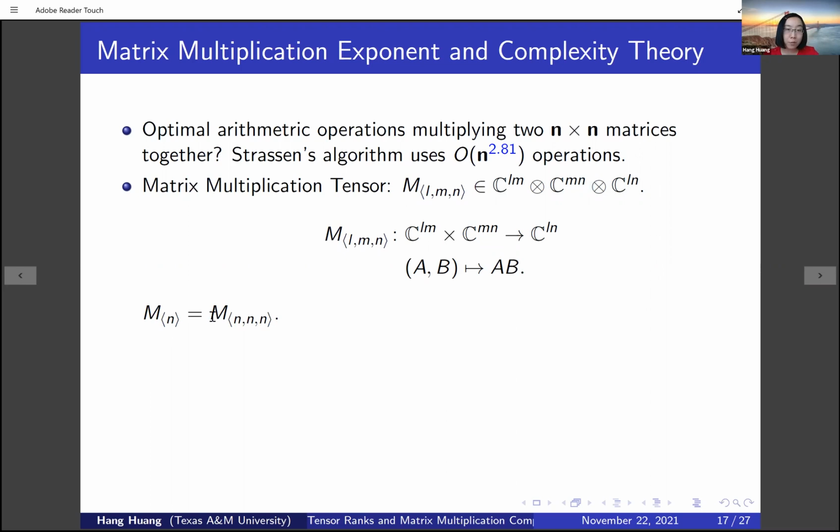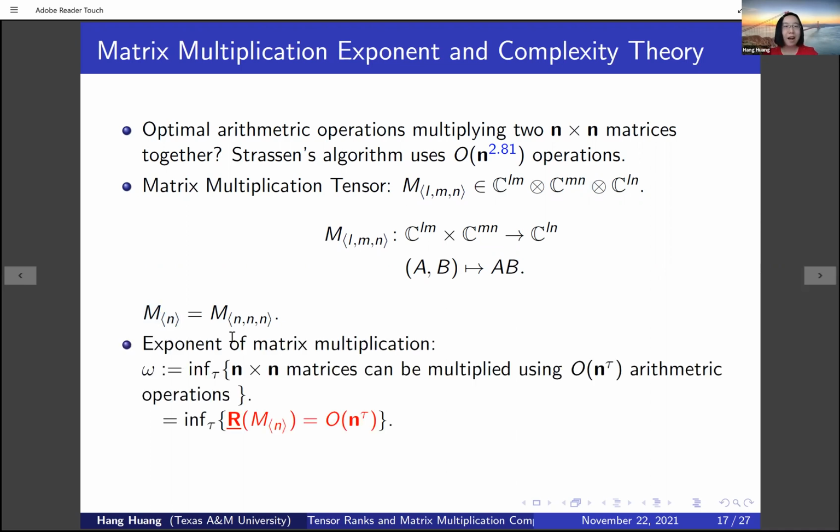Also, if we only want to consider square matrix multiplication, then sometimes we just abbreviate by keeping track of the size of the square matrix. So how does it relate to fast matrix multiplication? We can quantify how fast we can multiply two matrices by computing what's called the exponent of matrix multiplication. This is usually called omega, and it is defined to be the exponent in n, that is, big O of n to that many arithmetic operations in order to multiply two large square matrices together. This is also the same as the exponent in n such that this is approximately the border rank of a very large square matrix multiplication tensor.